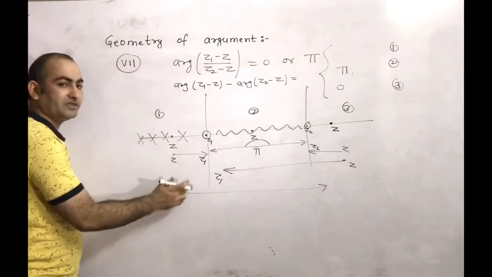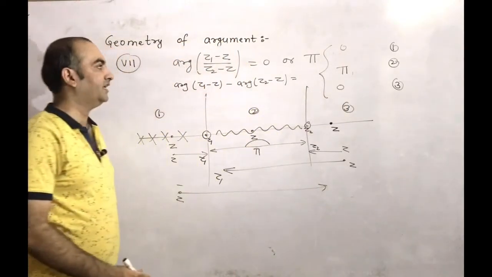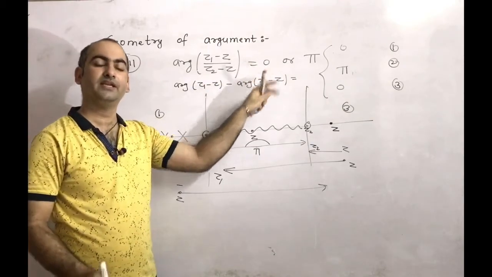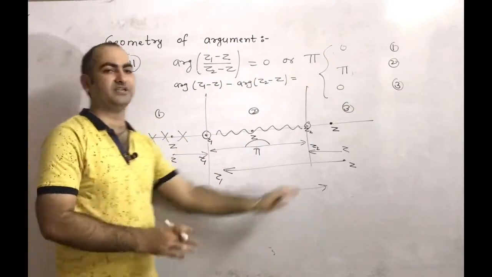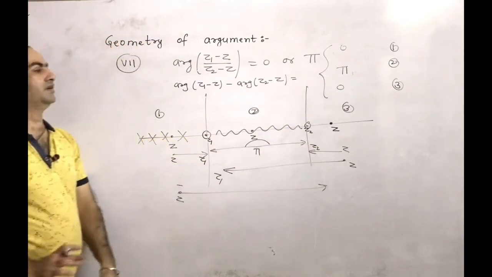So difference between these two is what? 0. So in this case also it will come 0. So we can say that if argument of (z1 minus z) divided by (z2 minus z) equal to 0, then z will lie in first section and third section. If it is pi, then z will lie in second section. So this is your seventh point.